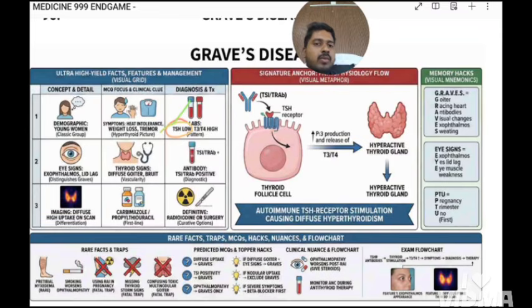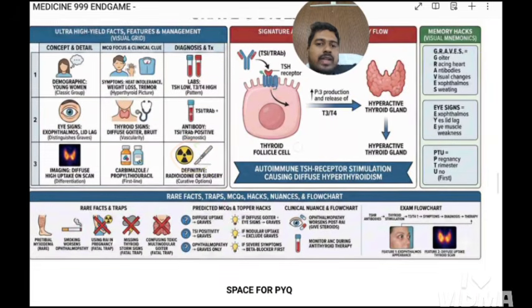Investigation wise, TSH will be low, because you have increased T3, T4. In hyperthyroidism, TSH will be low, T3, T4 will be high, and you will get TSH receptor antibody, so antibody will be positive. On radionuclide imaging, iodine scan, you will see diffuse high uptake on the scan, which means the thyroid gland is very active. Drug of choice is carbimazole and propylthiouracil. We had discussed this in detail in pharmacology endocrine. And definitive treatment is radioiodine or surgery, that is radio ablation of the thyroid gland or surgery.